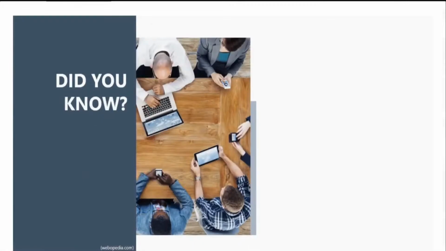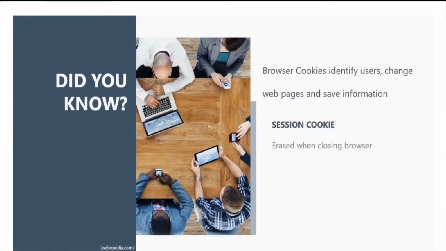Then, did you know that browser cookies identify users, they change web pages and save information? We spoke briefly about them in the last lesson. There are two types of cookies. There's a session cookie, which is erased when closing a browser. And there is a persistent cookie, and expiration is set on creation, so they can actually last for many, many years, and some don't go away at all unless you remove them manually. Quite crazy.